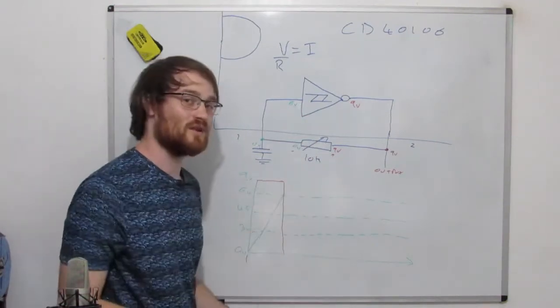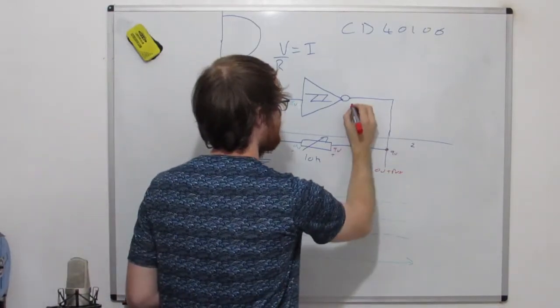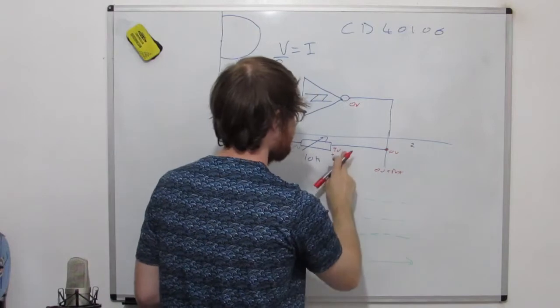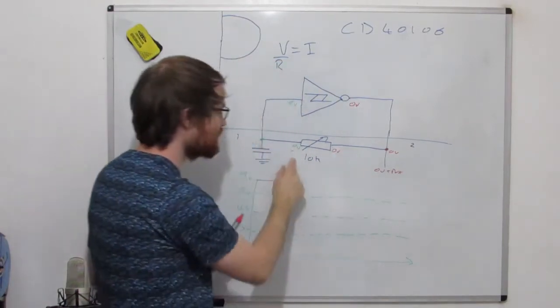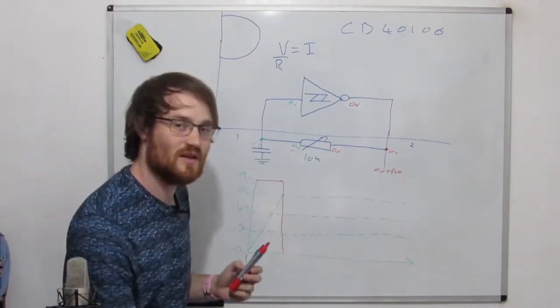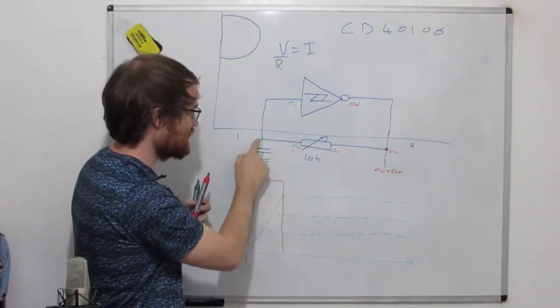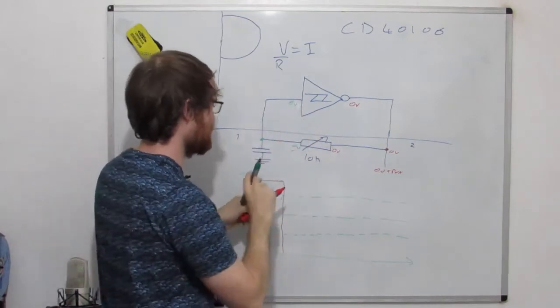Now the output has gone down to 0 volts, which means that this node here is at 0 volts, which means that this point here now is at 0 volts. And now what is this point here at? Well, we know because it's attached to the positive end of this capacitor, which is charged up to 6 volts, we can see on our graph, this node here, this whole side of the equation is at 6 volts.